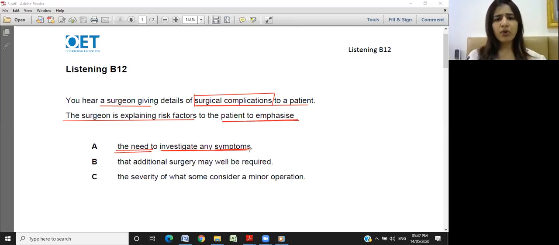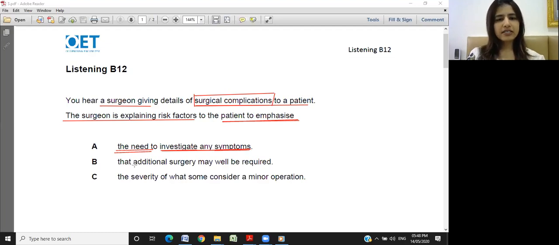To investigate means what? To try and find out, to get into the details of something. So investigate does not always mean doing tests. And here it says investigate any symptoms. So if this is the correct answer, the surgeon will probably be telling them the possible symptoms that you may develop and that may indicate a complication. If you develop any of these symptoms, you should come back and check with us. So we may need to do further assessment, or that assessment may also include tests. That could be one aspect of it.